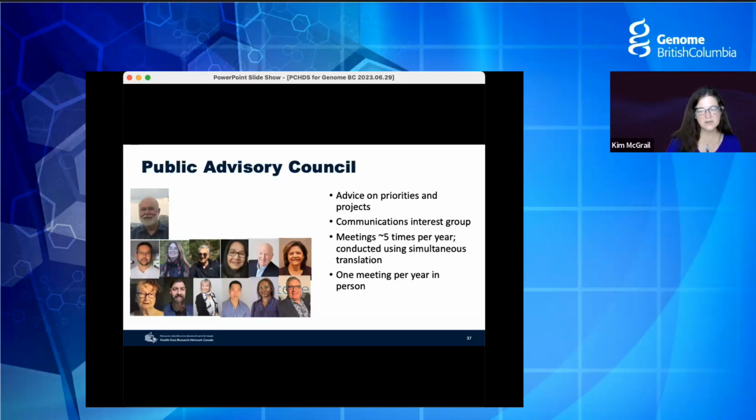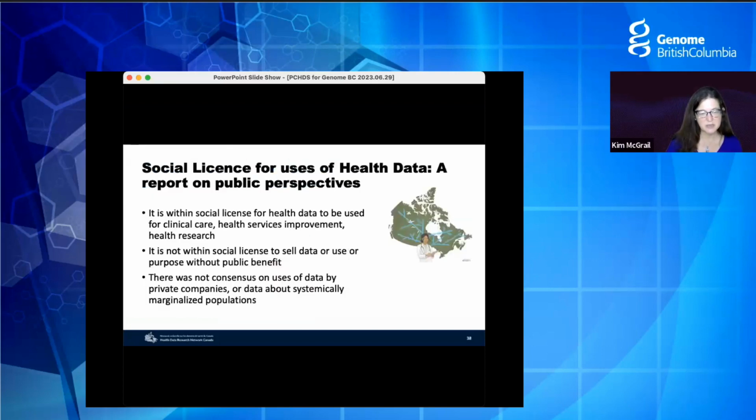They meet 5 times per year, and we have those meetings always with simultaneous translation, encouraging French participation in this, and then one time a year they meet in person.